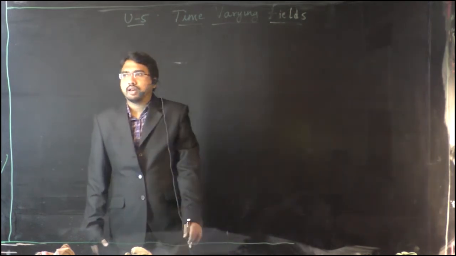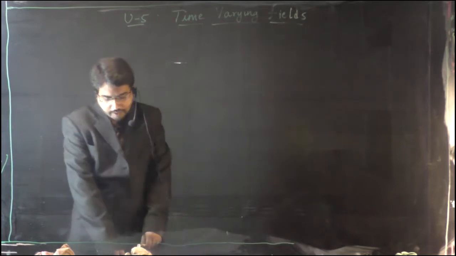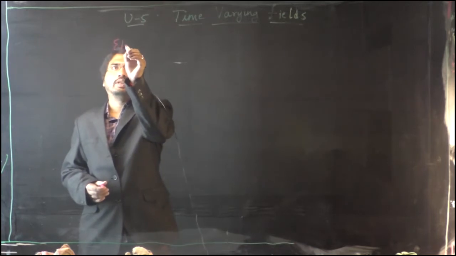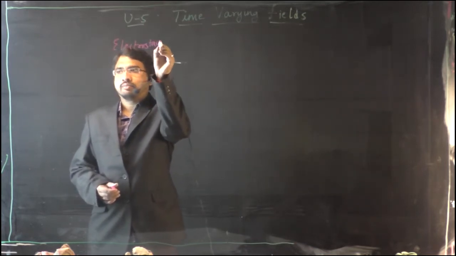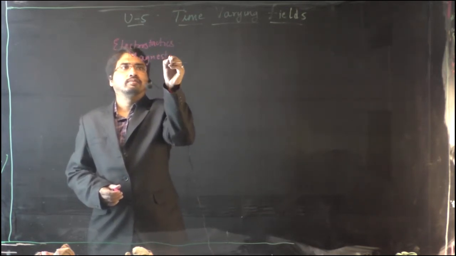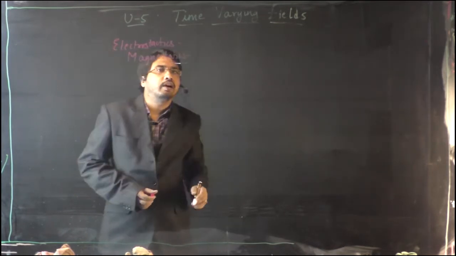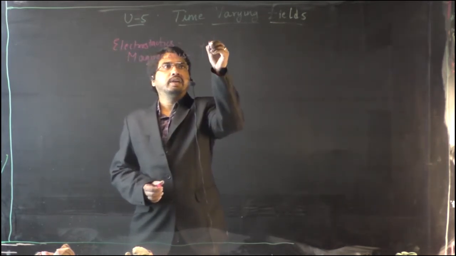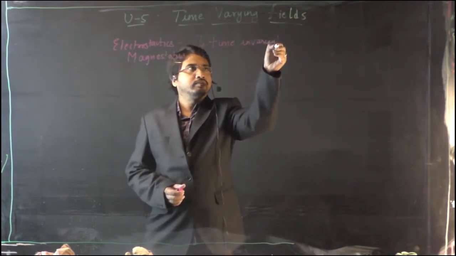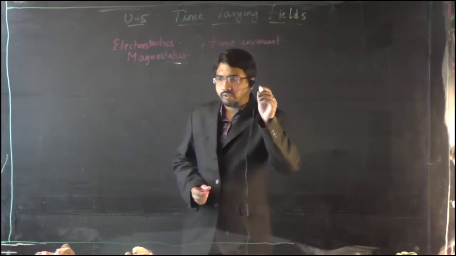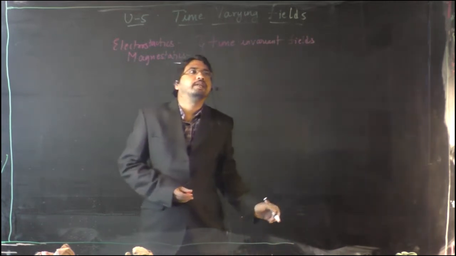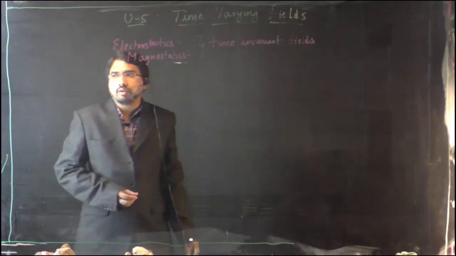Until now, whatever we have dealt with in our starting units, that is electrostatics, our first unit, and magnetostatics, our second unit, are all time invariant fields. That means they are not varying with respect to time, they are all constant.